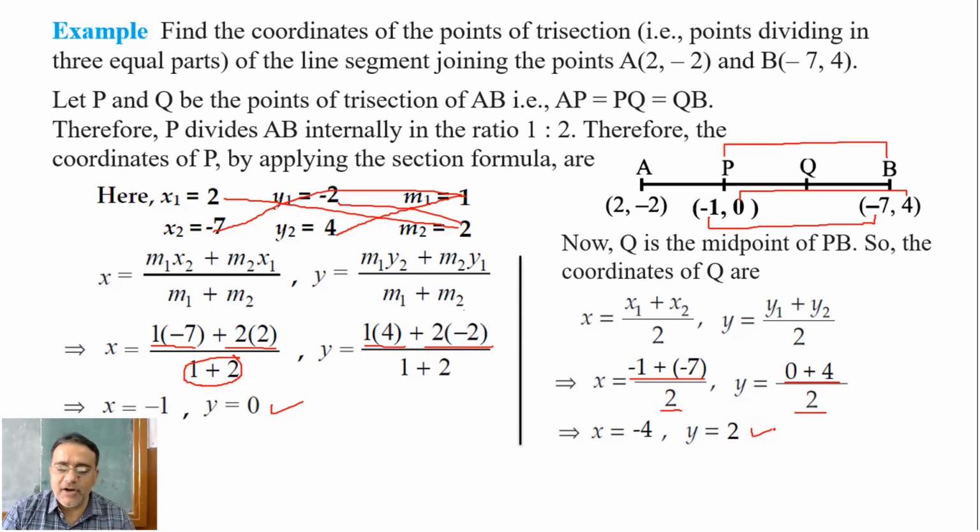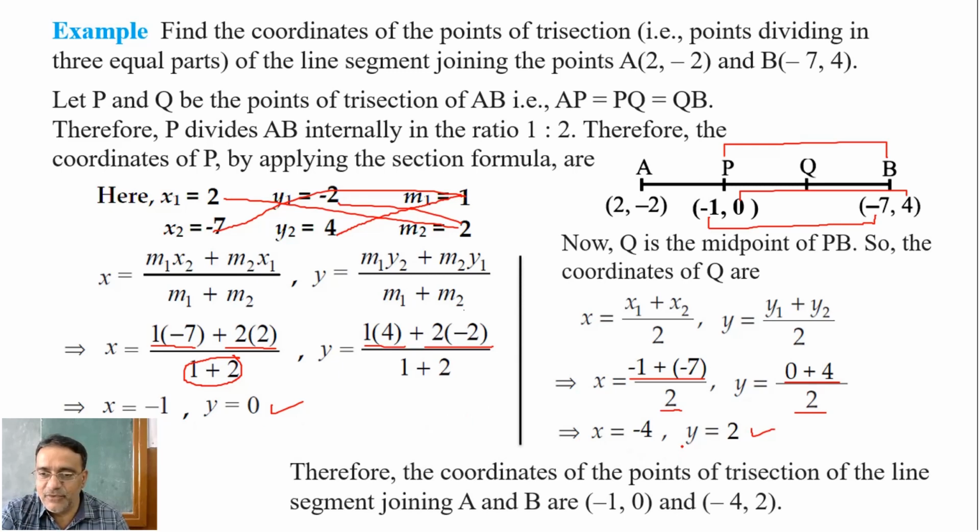So therefore the coordinates of the points of trisection of the line segment joining A and B are (-1, 0), that is P, and the second one (-4, 2). Any doubt here? No, sir. Okay, so now let us start some questions from the exercise also.